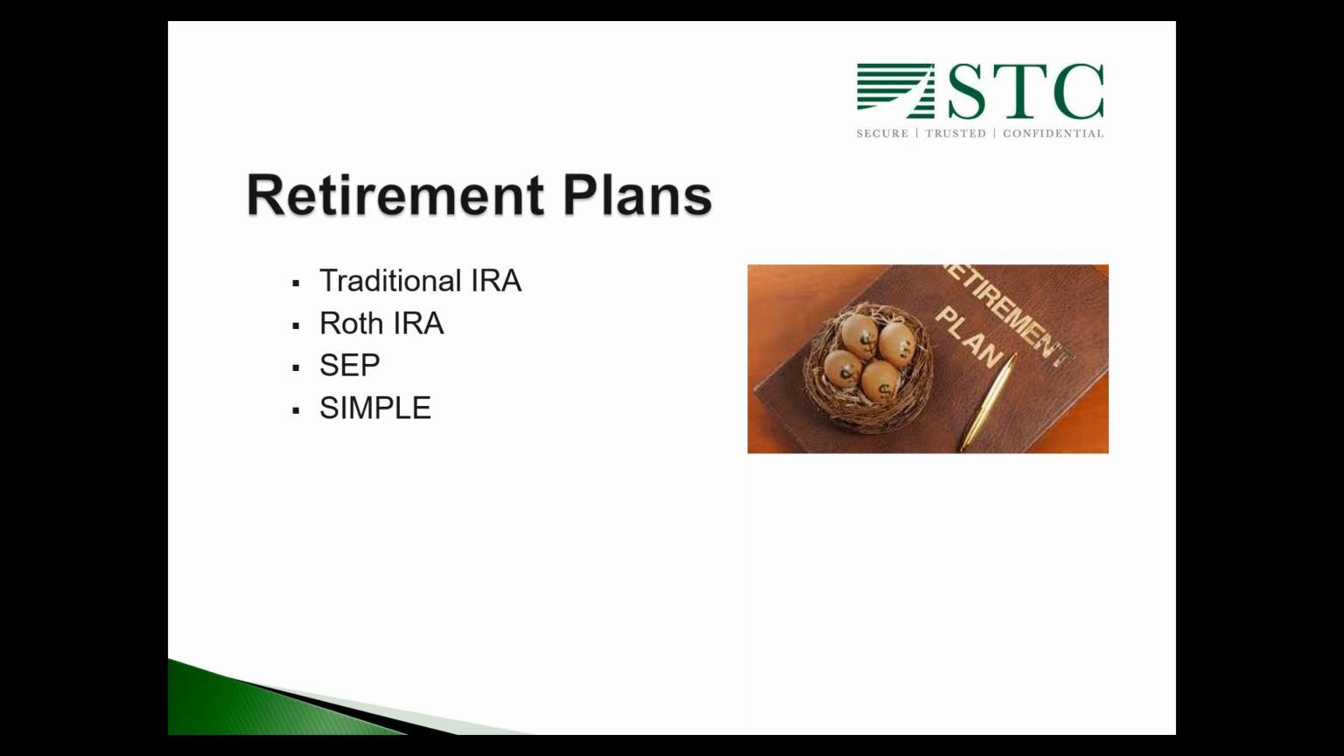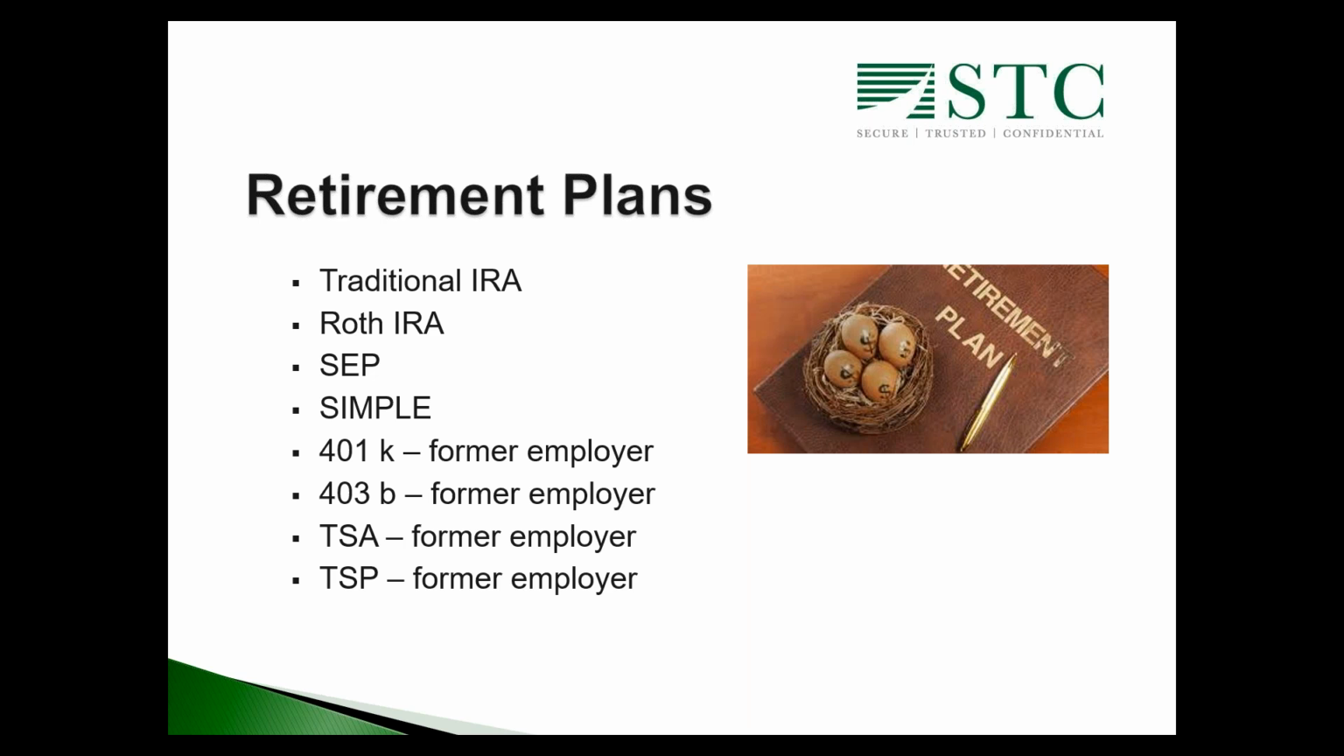A SIMPLE plan, a savings incentive match plan, is another type of plan that you might want to look into. I know some sole proprietors, some partnerships use this type of plan. It permits a $14,000 annual contribution with a catch-up contribution if you're 50 years or older of $3,650. So you can make some larger contributions if you are 50 years or older.